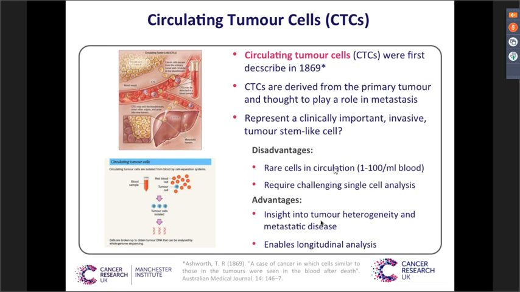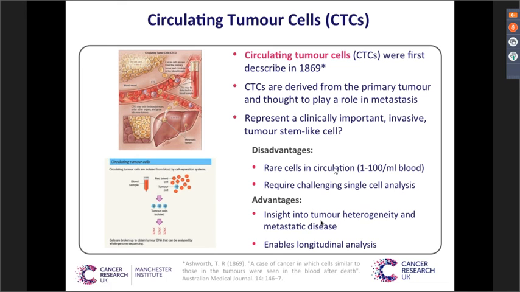However, working with CTCs has got a number of disadvantages. The first is that they are very rare cells, so you're lucky if you get 1 to 100 cells in maybe a ml of blood. So to put that into context, that's maybe one cell in a background of 50 million normal cells, and so you've got to do the actual enrichment and isolation of cells from a high background.